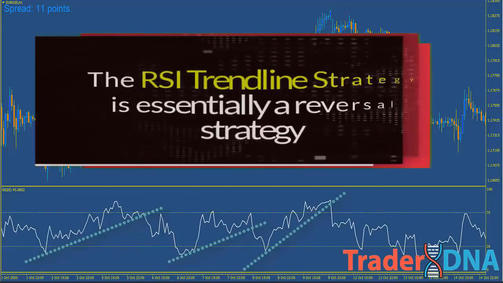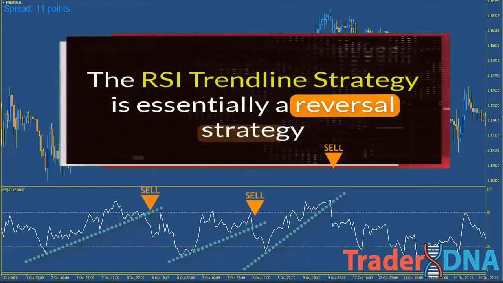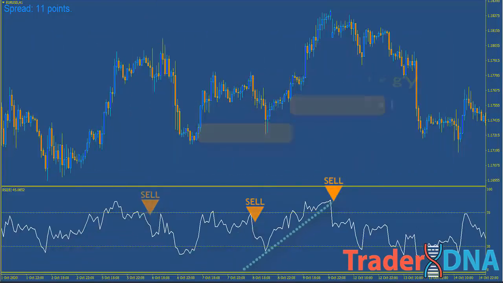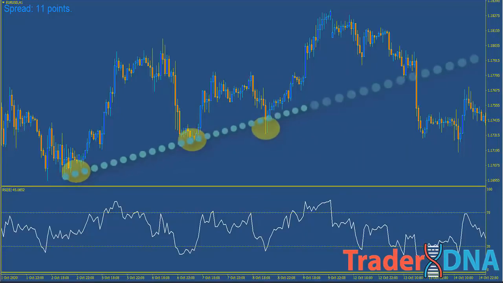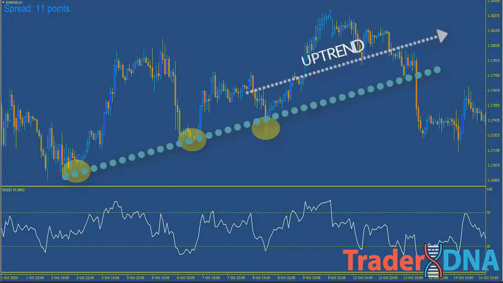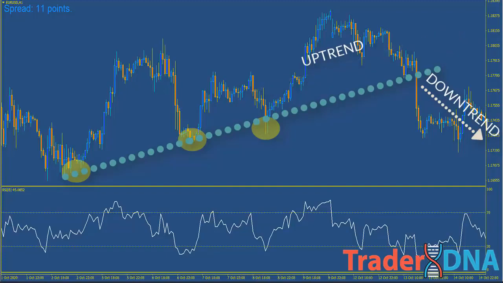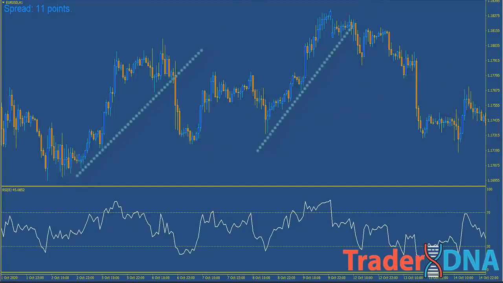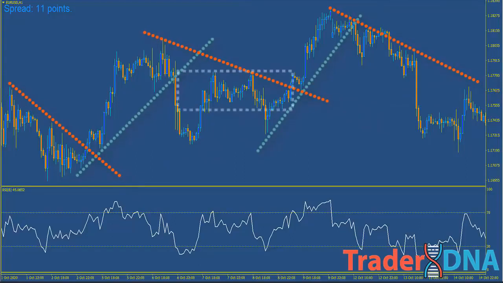The RSI trendline strategy is essentially a reversal strategy, and it makes use of the RSI indicator in an unconventional way. Trend lines are easily recognizable lines that traders draw on charts to connect a series of prices together or show some data's best fit. The resulting line is then used to give the trader a good idea of the direction in which an investment's value might move. They are used to show the price going upwards, downwards, and sometimes sideways.